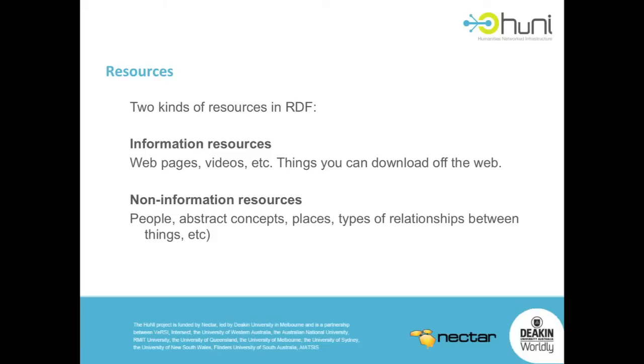So there are two kinds of resources in RDF. Information resources, so things that you can download off the web, like videos or web pages or databases or whatever. And then there are non-information resources, such as people, abstract concepts, places. The kinds of relationships that can occur between resources are also resources. So all of those kinds of things are regarded as resources by the Resource Description Framework, and they have HTTP identifiers, even though you can't actually download one. You can't download a person, obviously, off the web.